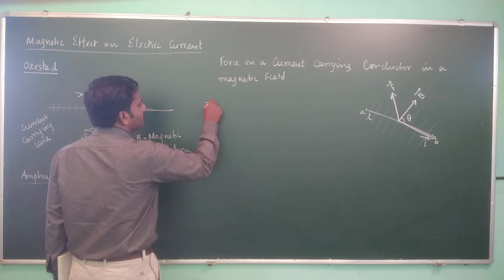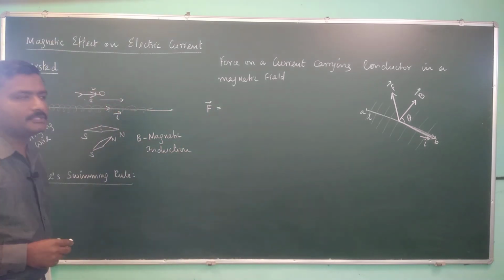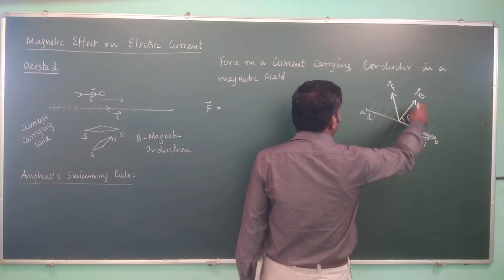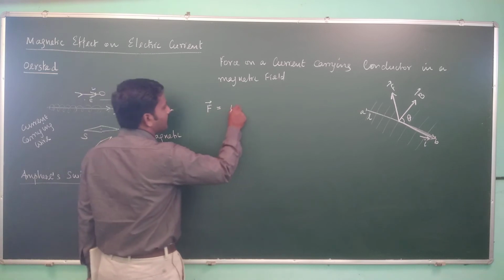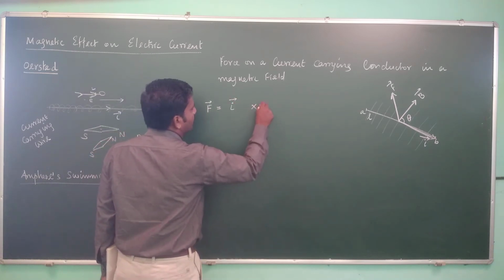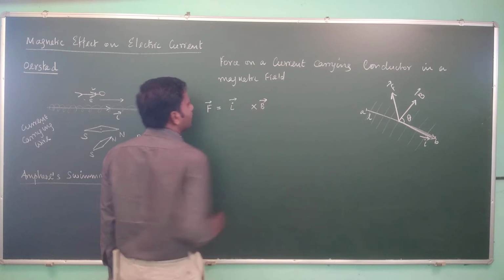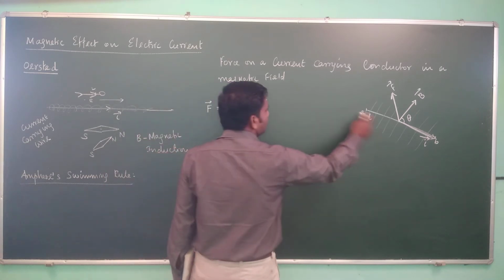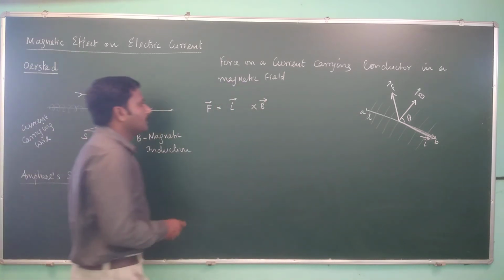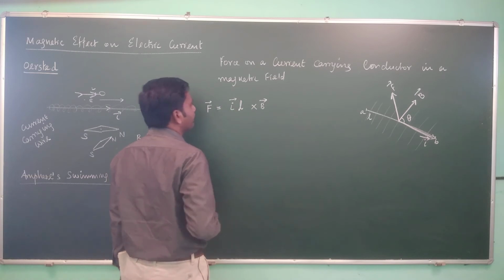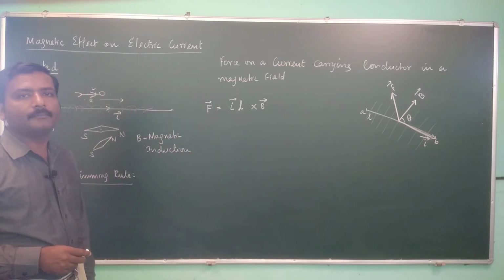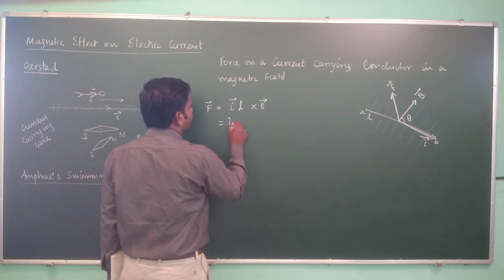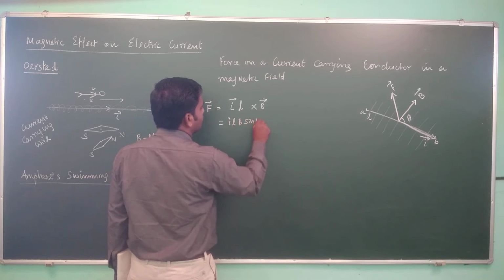So the equation for force is F vector, which is nothing but I vector cross product B vector. But the magnitude of the force is accounted with the total length of the current carrying wire, so you have to multiply this with L. So F is I L vector cross product B vector. This you can write as I L B sin theta.